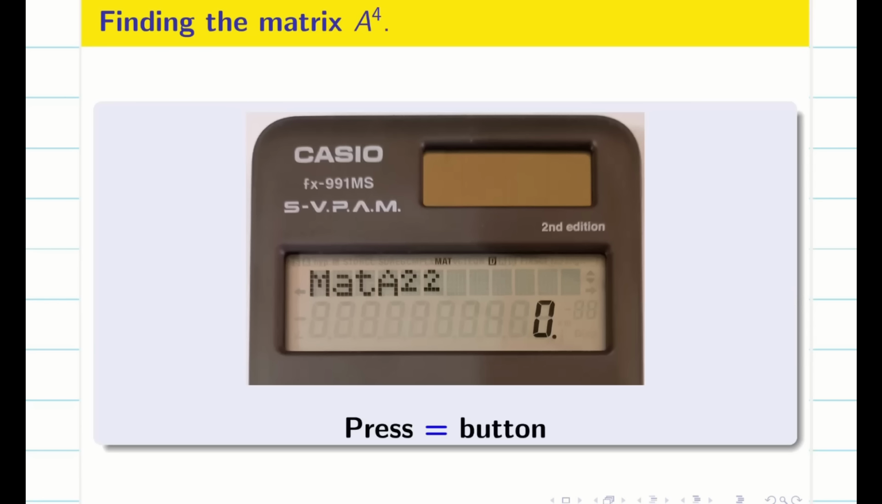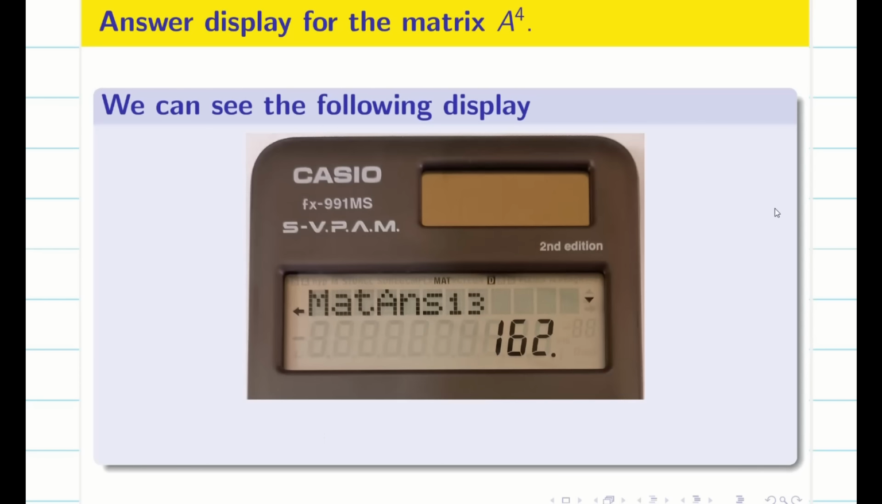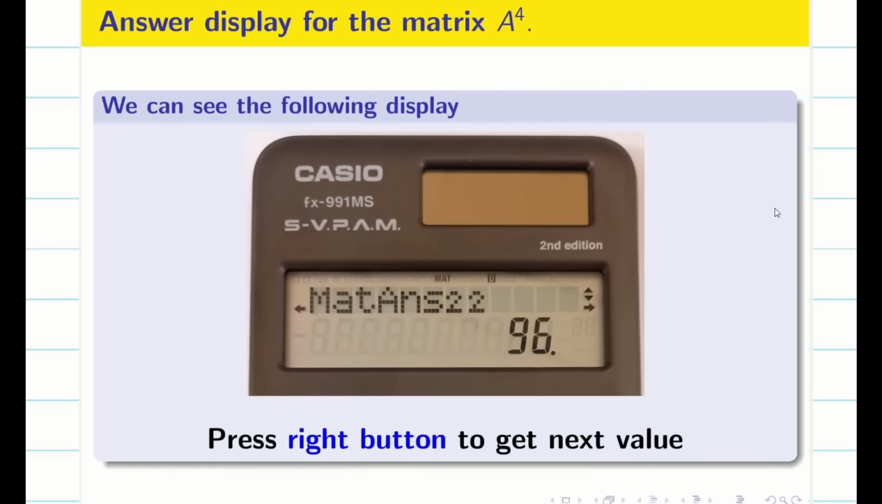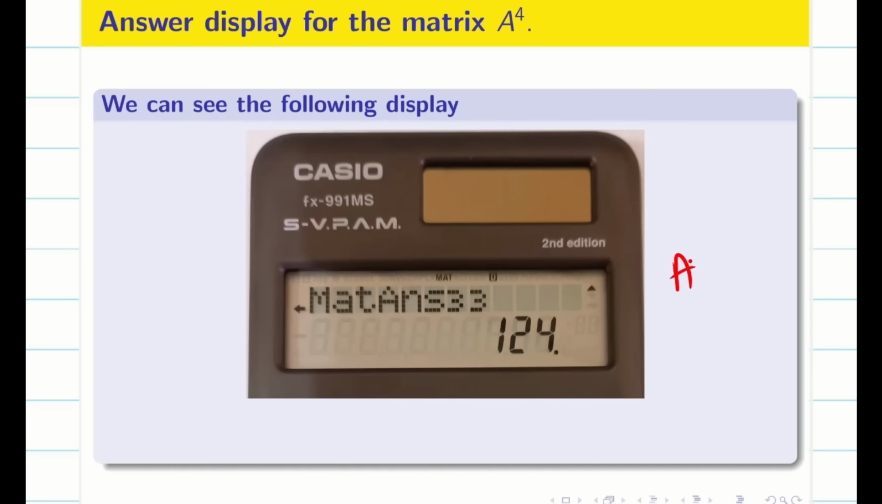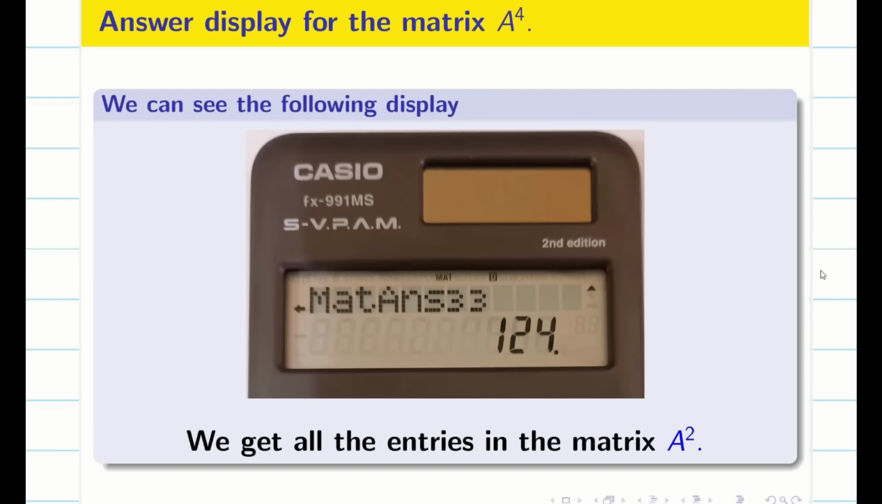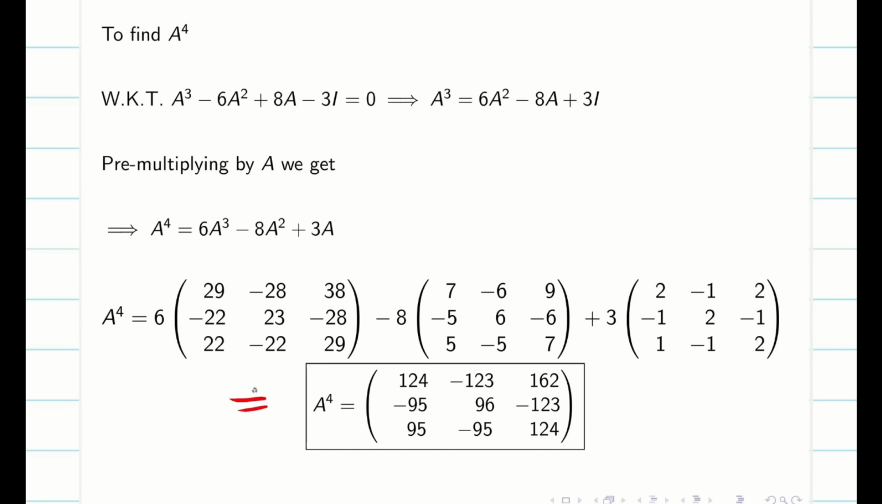So now press the equal to button to get the A power 4 values with the positions 11, 12, 13, 21, 22, 23, 31, 32, 33. You can see the 1 1 position value. Press the right button for 1 2, press right for 1 3, then 2 1, 2 2, 2 3, 3 1, 3 2 and 3 3. So write the values in your note or on paper for A power 4. So now we get all the entries of A power 4. The problem gets over. Now press the AC button and write the A power 4 value.